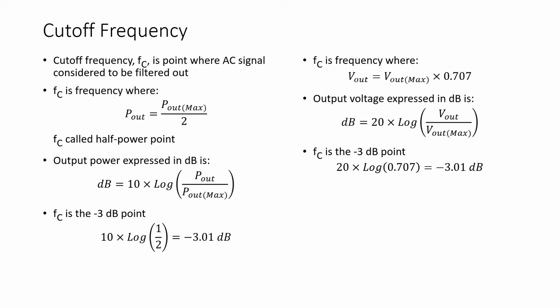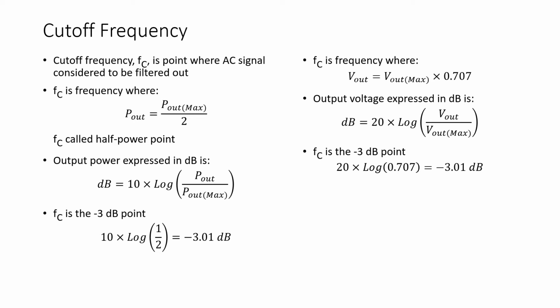Now, when we quantify different speakers, our key metric is the cutoff frequency. And the cutoff frequency is simply the frequency where the AC signal is considered to be filtered out. And the decision was made that the cutoff frequency would be the frequency where the output power was 1/2 of the maximum output power. And this cutoff frequency is also referred to as the half power point.